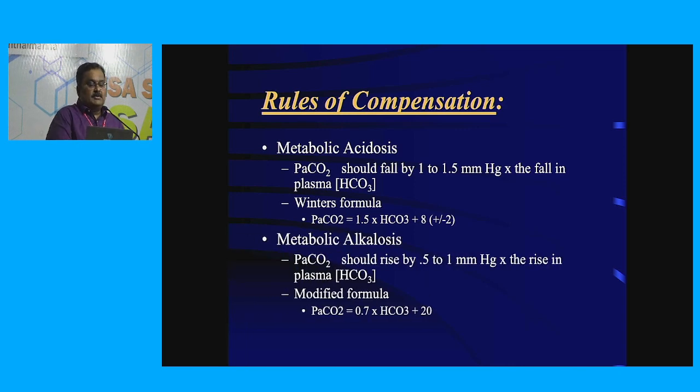In metabolic alkalosis, the formula is PaCO2 is 0.7 multiplied by bicarbonate plus 20. There is no other way, you have to remember these formulas.